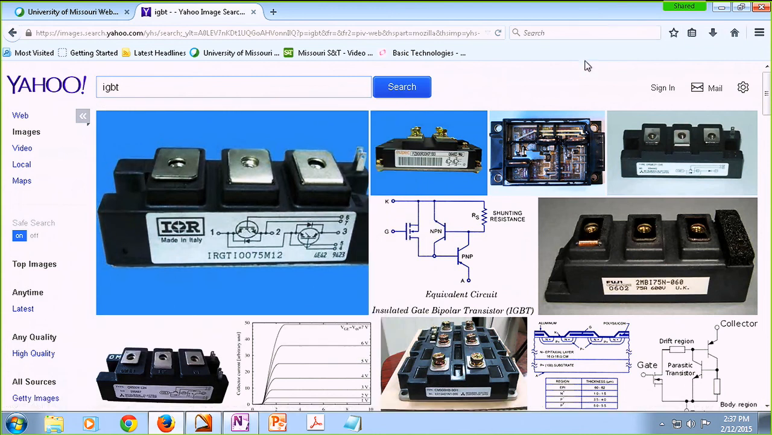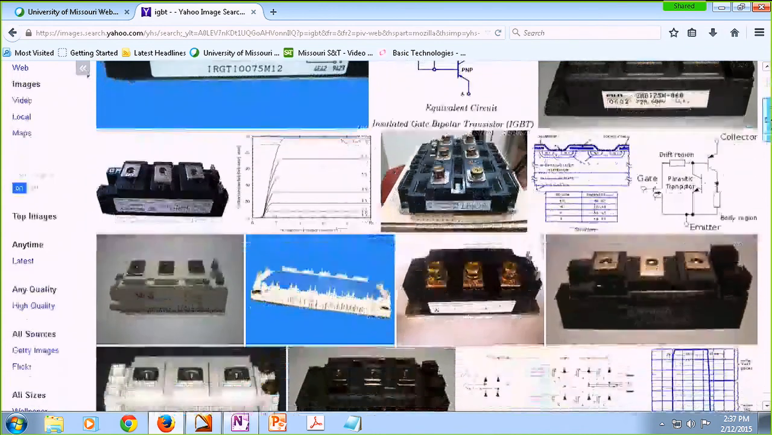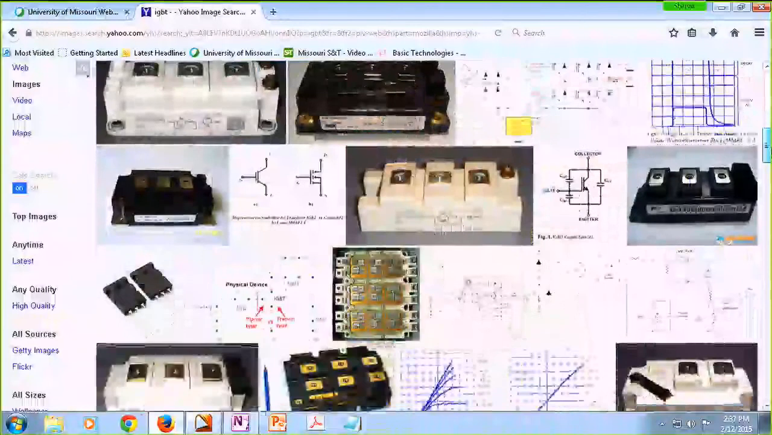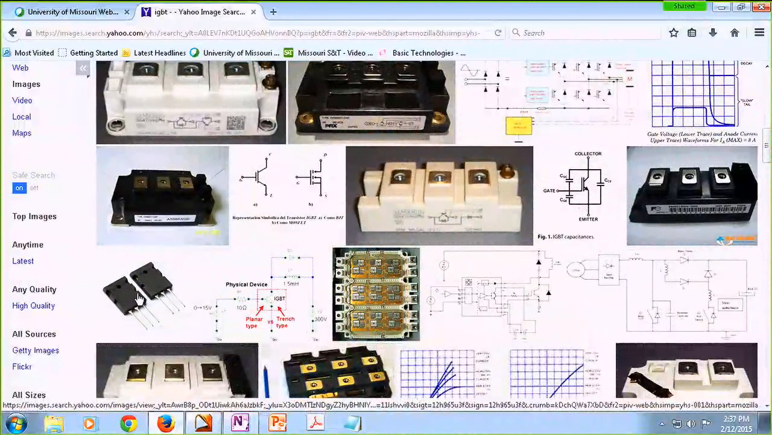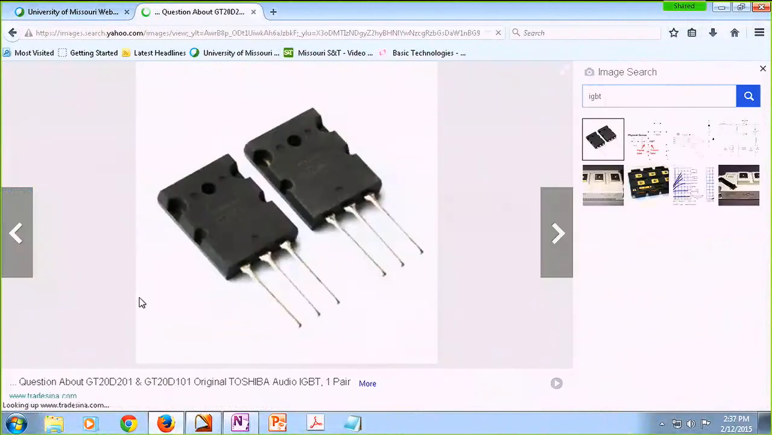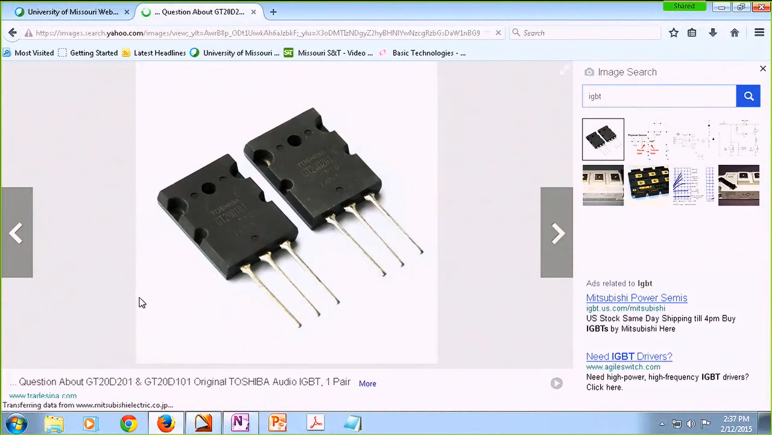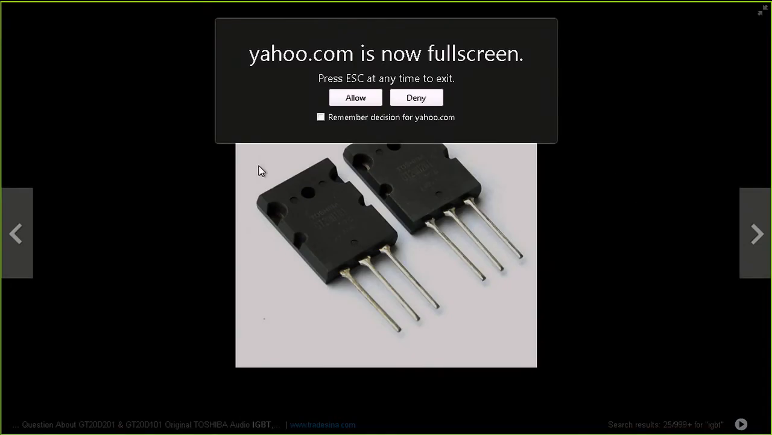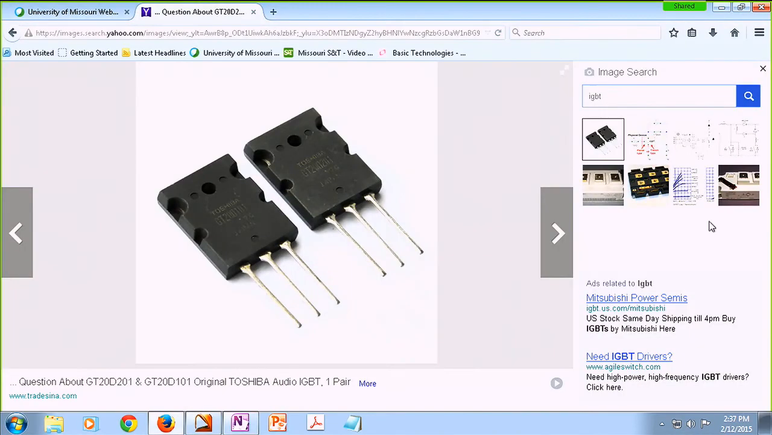Let's see if I can find a small one that you may not have seen before. So they come in different colors. Usually they are black, and sometimes they look exactly like a MOSFET. This is a very low power IGBT, like 10 amps, 20 amps, something like that. So do not be surprised if you see IGBTs like this.